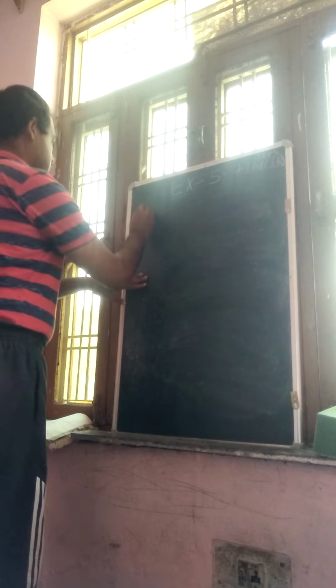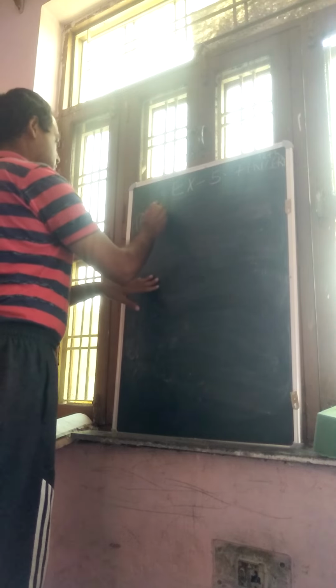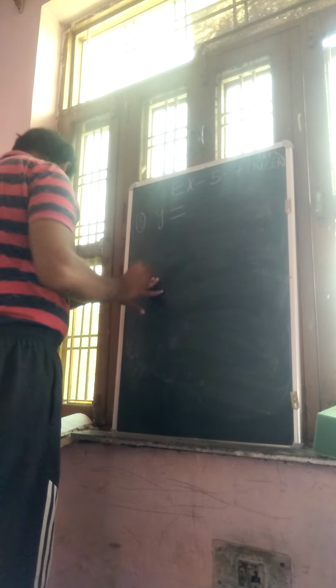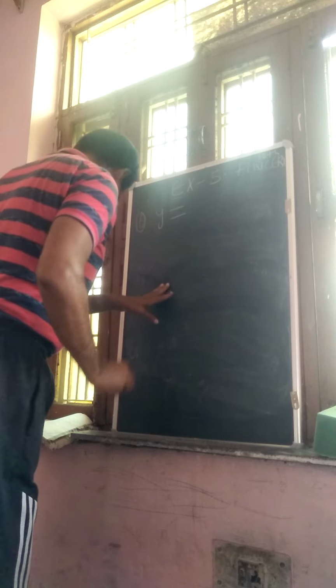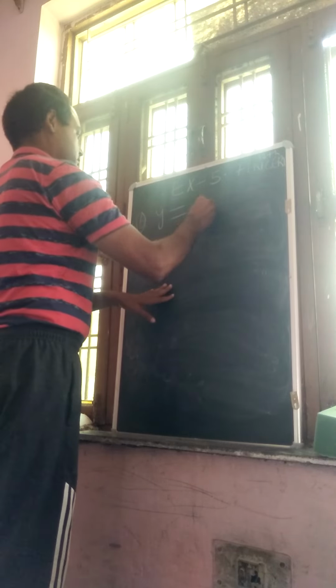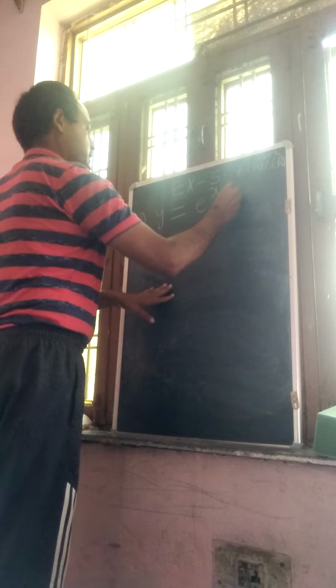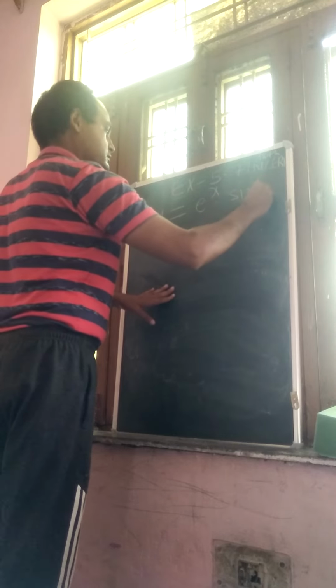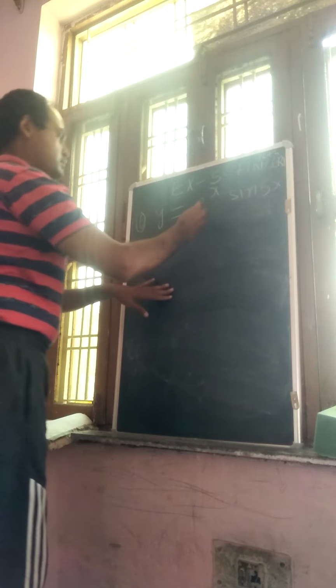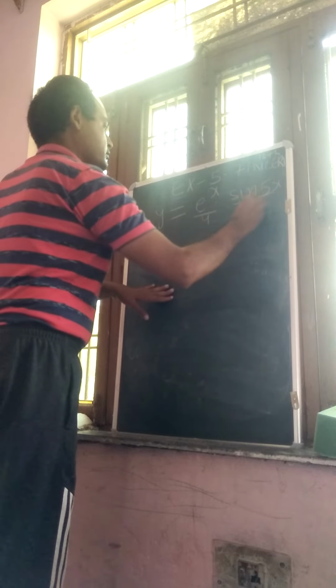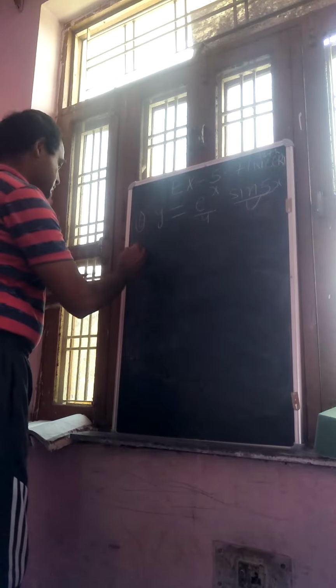Sixth question. y equals e to the power x into sin 5x. This is also u and v. First of all, we have to find the first derivative dy by dx.